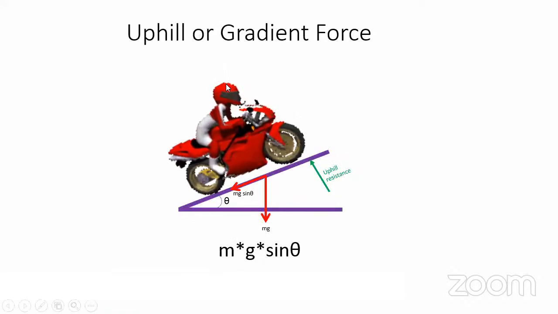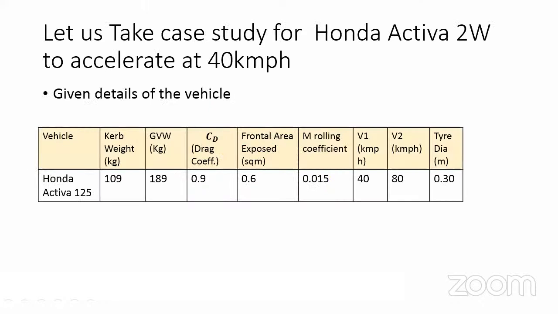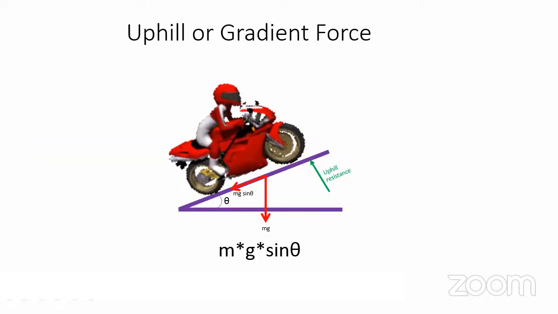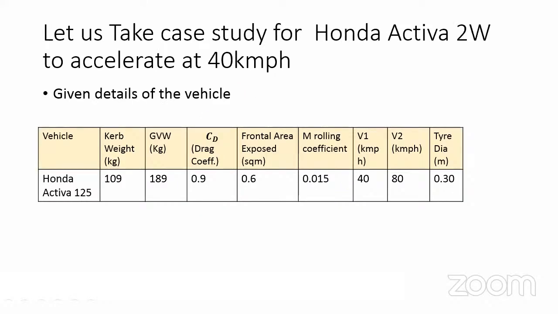And the third one is the gradient force. We call it the uphill force. When you go up, there will be more force because you have to climb against gravity. This is the force you face when you go up a gradient, maybe 5 degrees or 10 degrees or 15 degrees, whatever it is. When the gradient is high, the force is also high. So these are the three basic forces which stop the vehicle from moving around. The idea is that we need to provide force to overcome these forces and make the vehicle move. And this force is called the traction force.